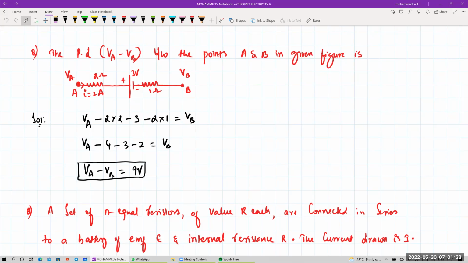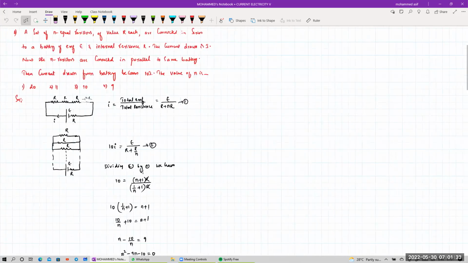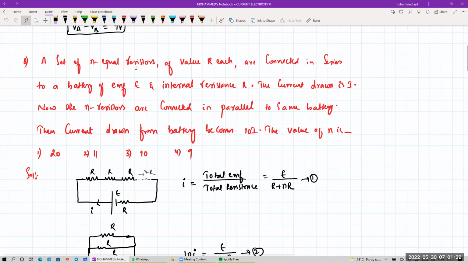Yes, sir. Sure. See this question. A set of n equal resistors of value capital R each are connected in series to a battery of EMF E, and the internal resistance is given as capital R. The current drawn is I. Now the n resistors are connected in parallel to the same battery. The current drawn from the battery becomes 10 times of I. The value of n is asked.